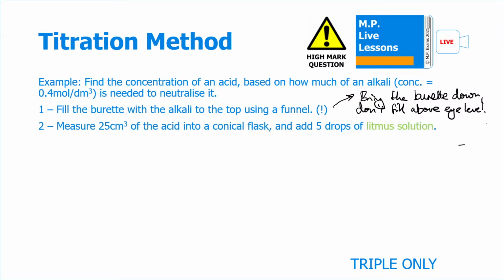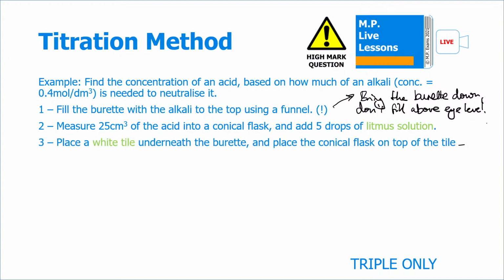Next, you measure a set volume of the acid into the conical flask, or the chemical you want to find the concentration of. And then you add a few drops of your indicator. In this case, I'm using litmus because it's familiar with many people. Next, you'll place a white tile underneath the burette and then place the conical flask on top of the tile.